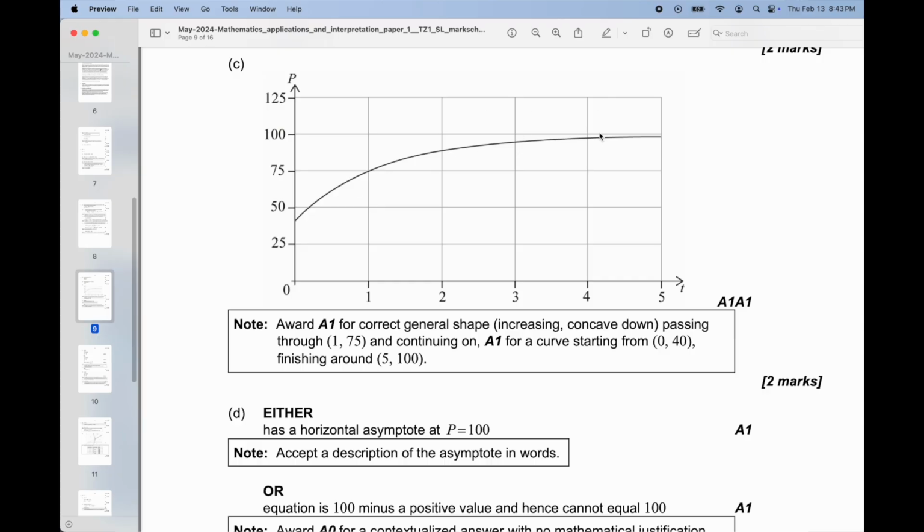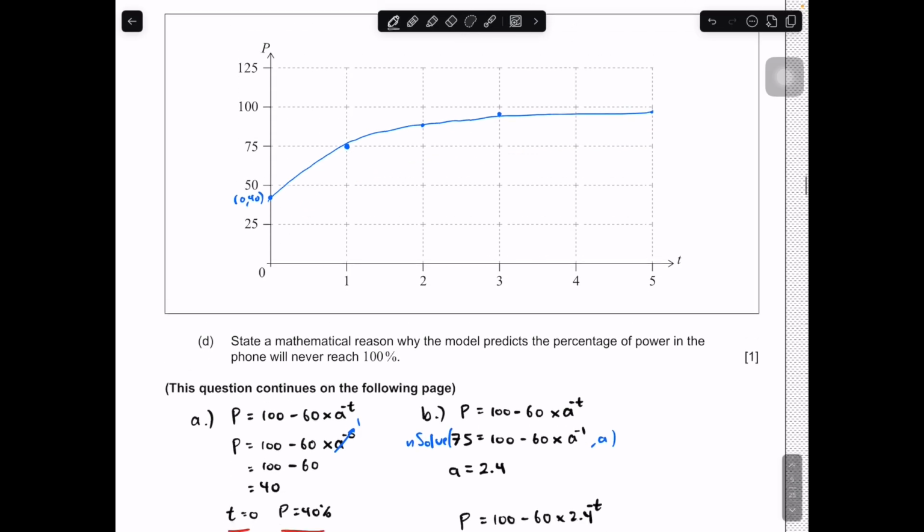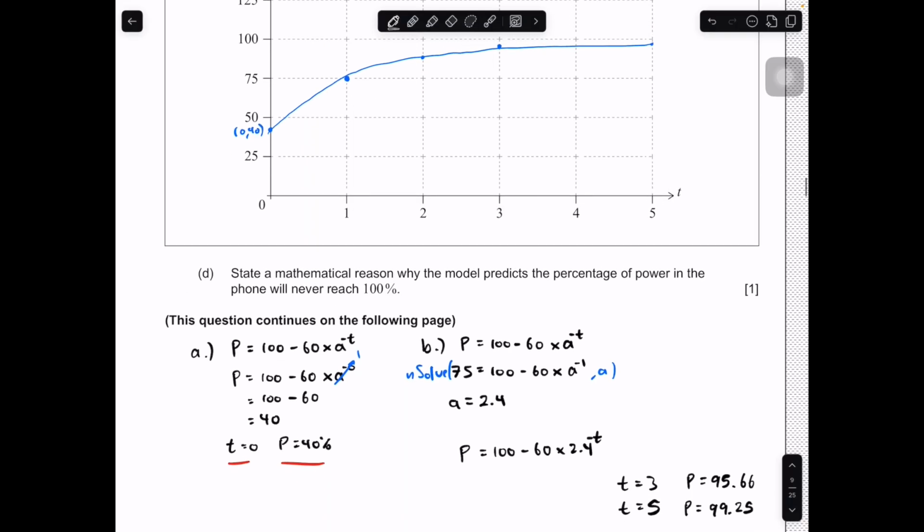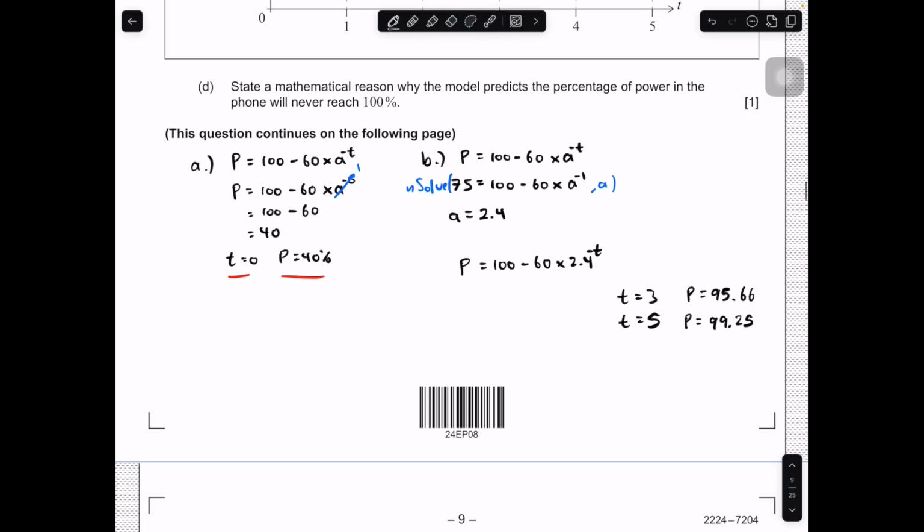All right, so let's go to part D, this final part of this question. State a mathematical reason why the model predicts the percentage of power in the phone will never reach 100%. So D, 1 mark question, mathematical reason. So we can't just say like the battery's old or something. Mathematical reason why the model predicts percentage of power will never reach 100.